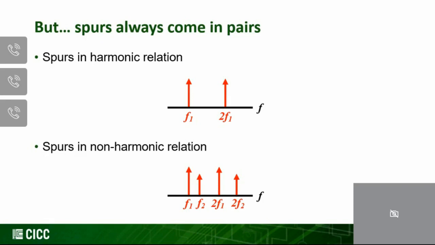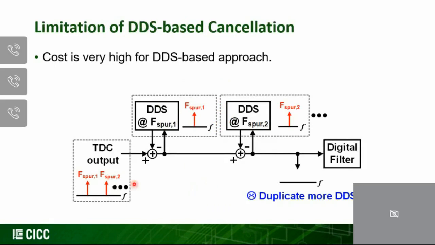And now if we only do a single spur cancellation, this is what we are going to end up with. As you can see in this slide, let's say I have a spur at spur 1 frequency, and a second one at spur 2 frequency. Because of the orthogonality that we proved in the first prototype, what we could do is just duplicate the entire cancellation engine, which means we duplicate that DDS-based and coordinate descent cancellation engine for spur 1, and we duplicate another one for spur 2, and so on.